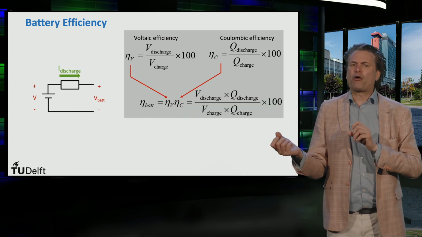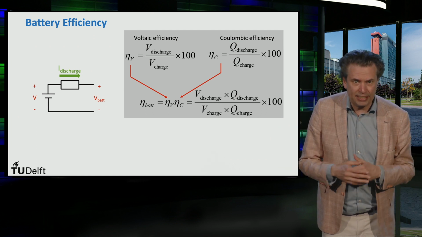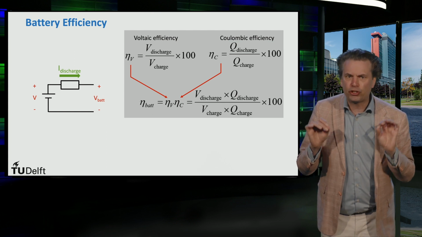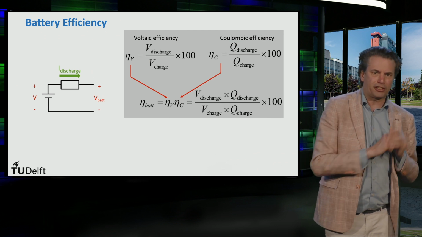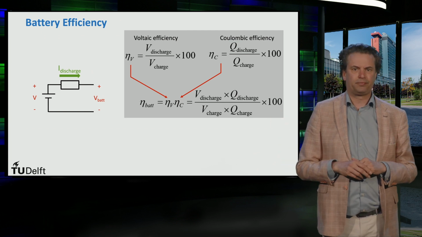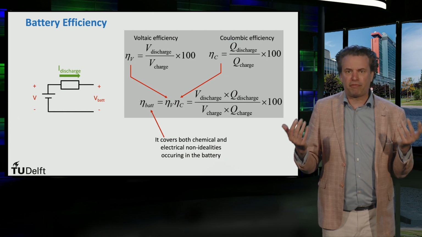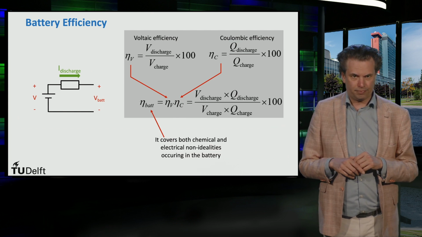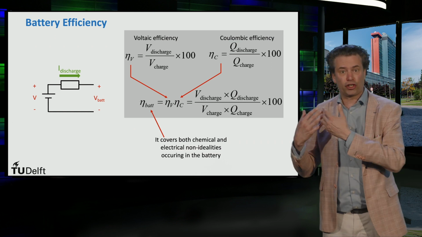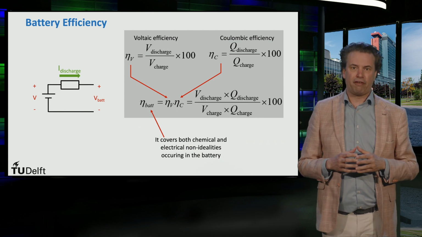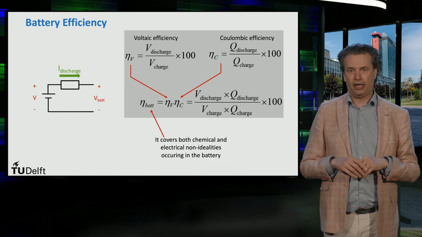Finally, by combining these two efficiencies, we can obtain the battery efficiency which we saw a while ago. It's defined as the product of the voltaic efficiency and the Coulombic efficiency. When comparing different storage devices, this round-trip efficiency is usually considered. Since this efficiency is a product of the voltage losses and the charge losses, it includes all the effects of the different chemical and electrical non-idealities occurring in the battery.